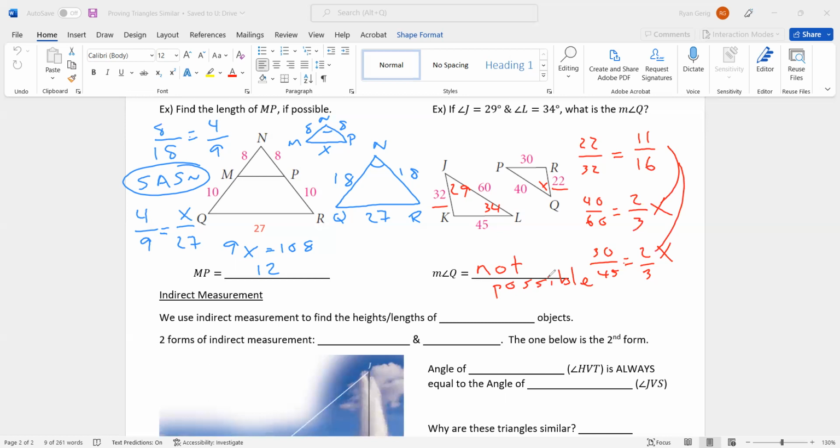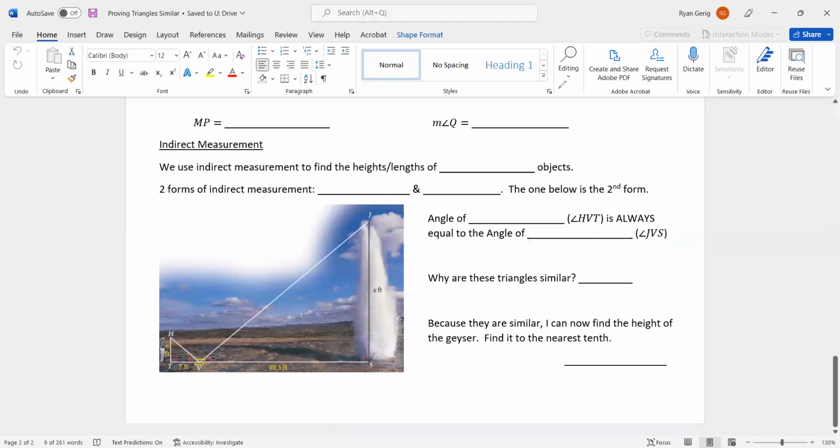Last thing for this lesson is indirect measurement. We use indirect measurement to find the heights or lengths of large or very large objects or immeasurable objects, like this picture here, a geyser. You can't take a tape measure up to a geyser and figure out how tall it is. Okay. There are two forms of indirect measurement. We've got a mirror method and we've got a shadow method.